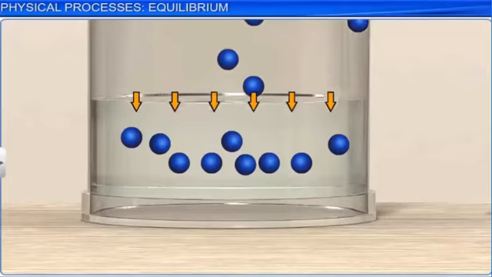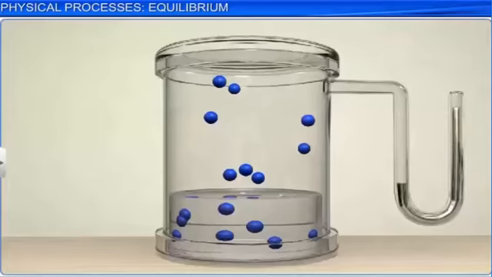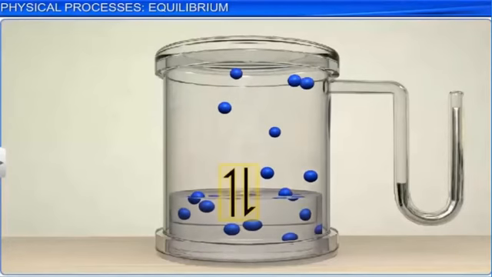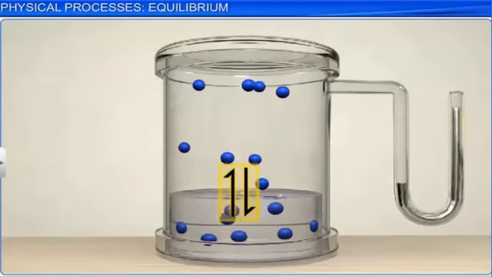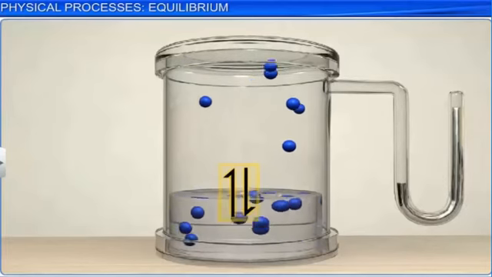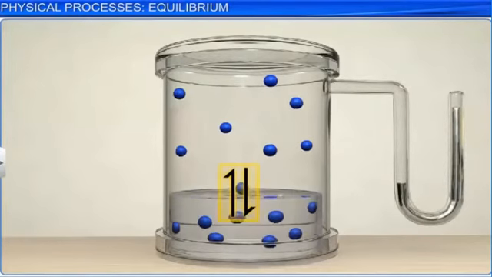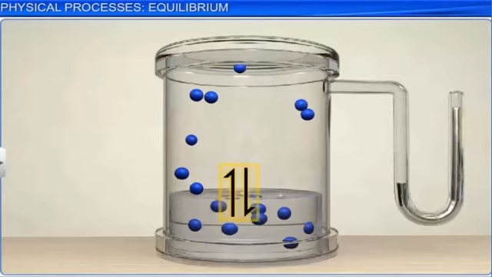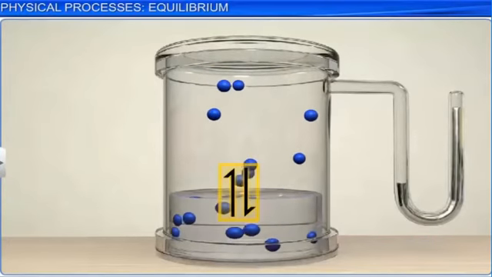Water exists in equilibrium with its vapor at atmospheric pressure in a closed vessel. Thus, for any pure liquid at 1 atmospheric pressure, the temperature at which the liquid and vapor are in equilibrium is called the normal boiling point of the liquid.